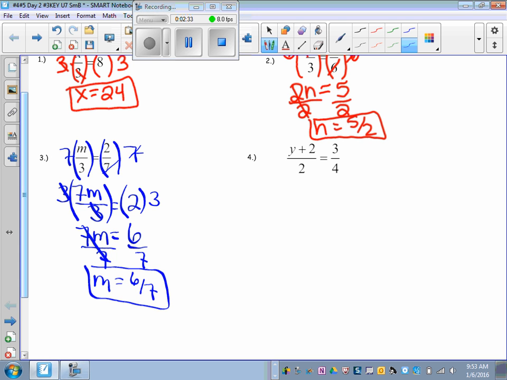Okay, so again, carrying the same process through for number 4. I need to get rid of my largest denominator. What's my largest denominator here?